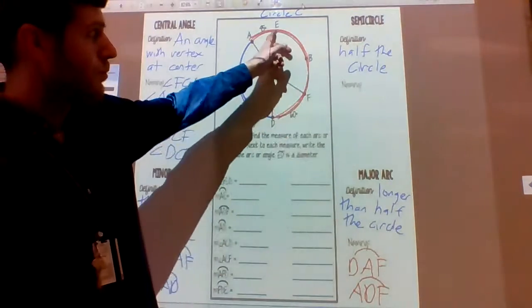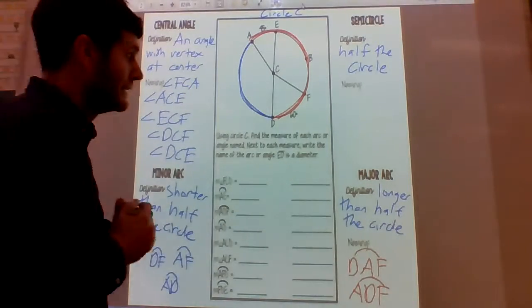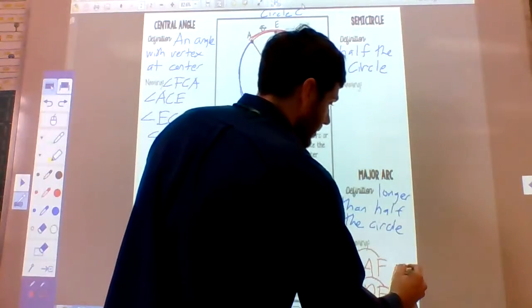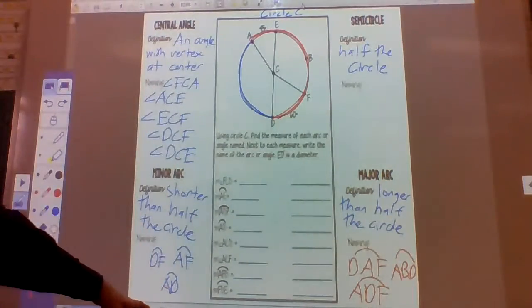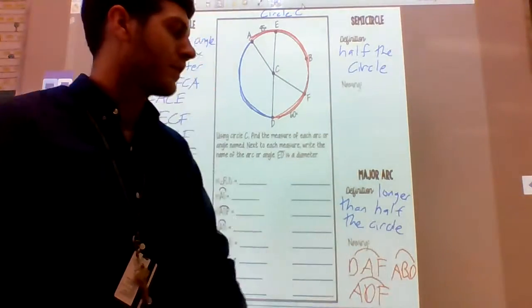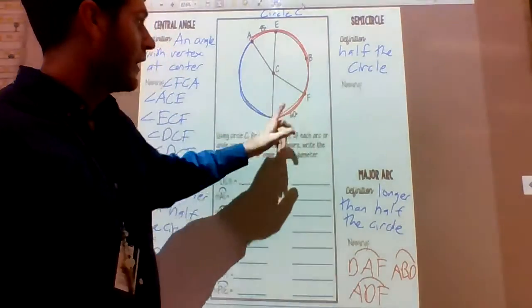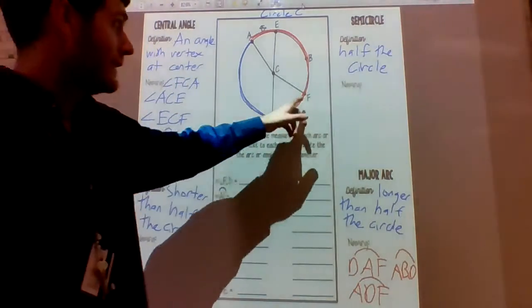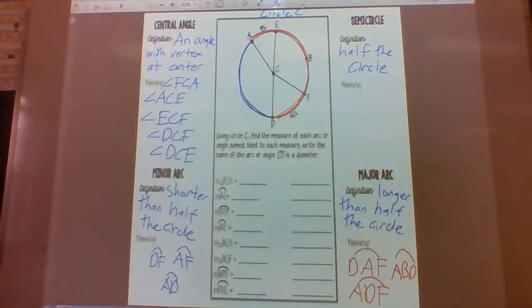We have to use one of the other points, E, B, or F. Let's just use B. So arc A, B, D. A, B, D. Let me put the line over. So that would be the minor arc connecting A and D on the circle. This would be the major arc connecting A and D on the circle. Could call it A, E, D, or A, F, D. Could call it D, F, A, D, B, A, D, E, A as well. Arc for all those. Okay.